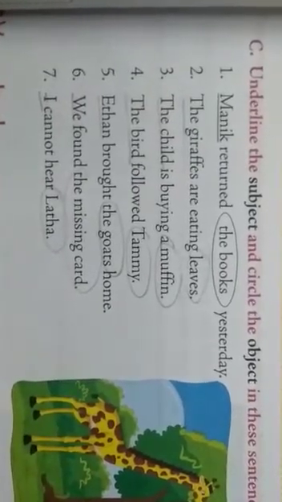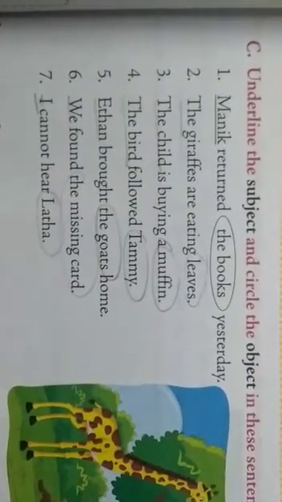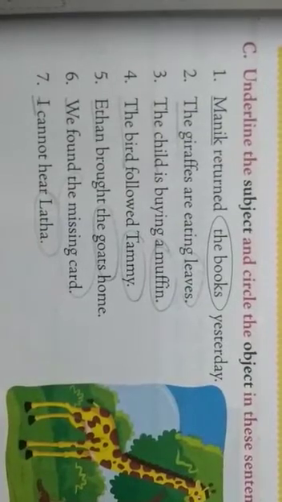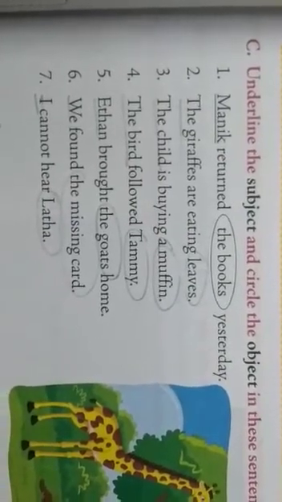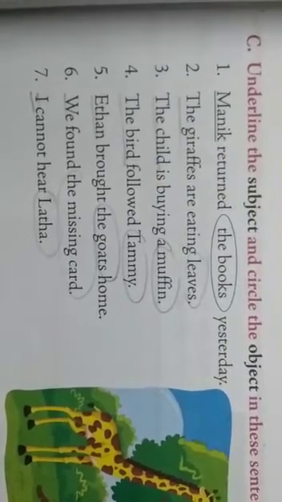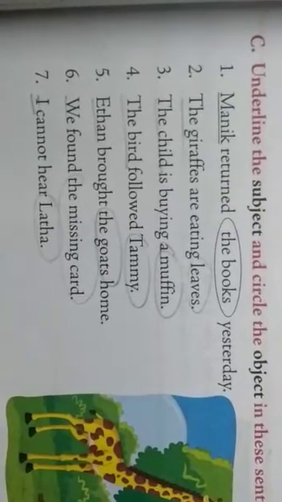Manik returned the books yesterday. Who's the person doing the work here? Manik. So, underline it as it is the subject. What did he return? Followed with the verb, that is the books. The books are the object. So, circle it.